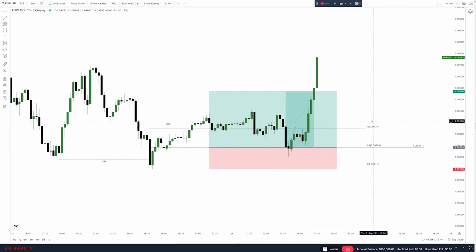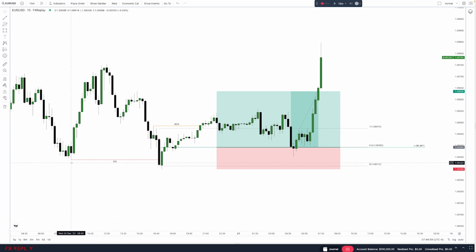So as you can see, we reacted off the mean threshold of the order block and continued upwards. So it's very simple. The first step is to identify the liquidity. Second, see if price sweeps the liquidity and closes back above the sell side liquidity price point. The next thing you want to look for is a break of structure and a return to the order block. Depending on how the order block looks, you enter at either the opening price, the bottom wick if it's really large, or the mean threshold if you've got a larger order block like I have right here.